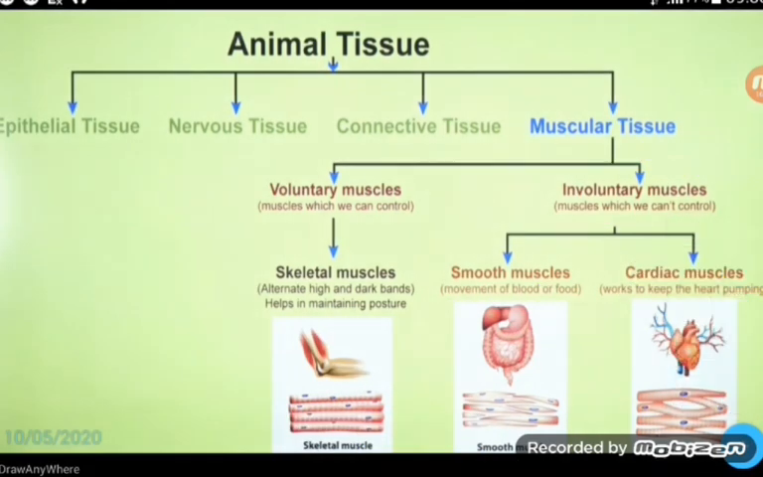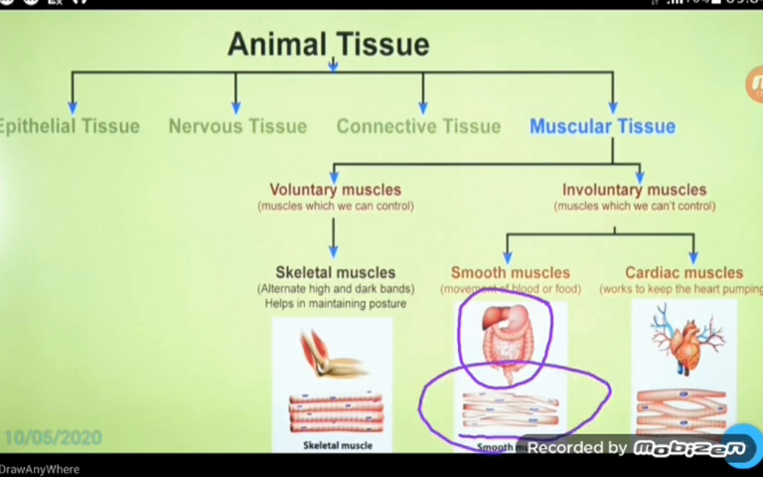The smooth muscles are found here, as you can see in the diagram. They are found in the intestine, stomach, kidney, etc. These help in the movement of blood or food, and each cell consists of only one nucleus.